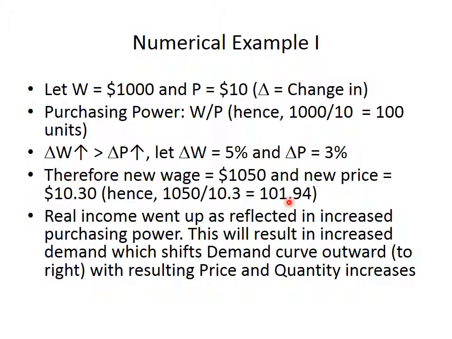Okay, and so this really gets us more towards this income effect idea. We can purchase more. Real income went up as reflected in increased purchasing power. This will result in increased demand, which shifts the demand curve outward. Because when we talked about income as a shifter of demand, without really explicitly stating it, we were talking about relative income or disposable income, or what we call in macroeconomics real income.